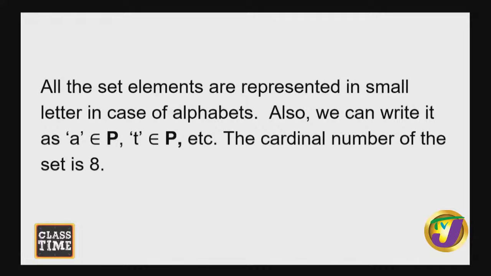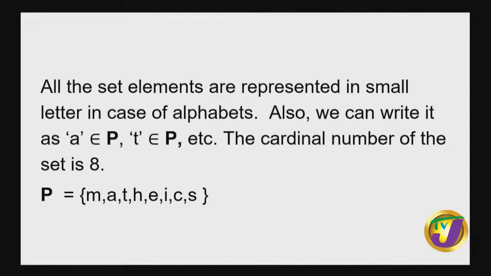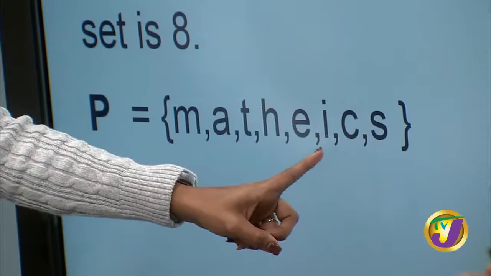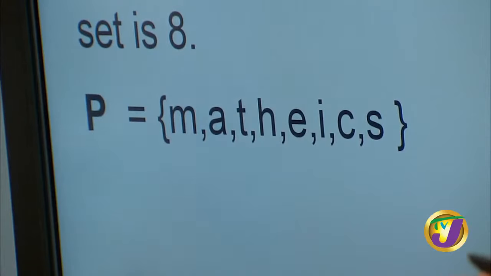Yes. So what were you saying now? A is an element of P. T is also an element of P, and we could definitely talk about all the elements in that set. All right, and we did look at the cardinal number of the set P, which was 8. So it has 8 elements or members. Yes, and here we have brought it back up for those who are not sure how we arrived at the 8. So M1, A2, T3, H4, E5, I6, C7, and S would be 8.